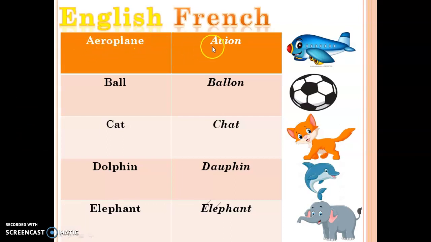Aeroplane. A-V-I-O-N. Avion. Ball. B-A-L-L-O-N. Ballon.